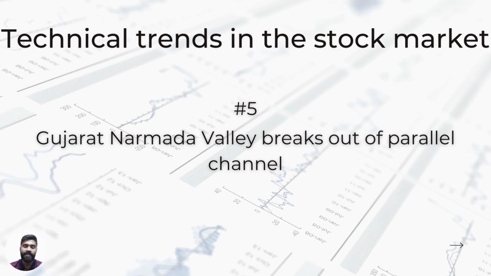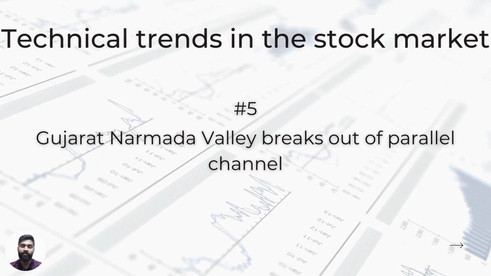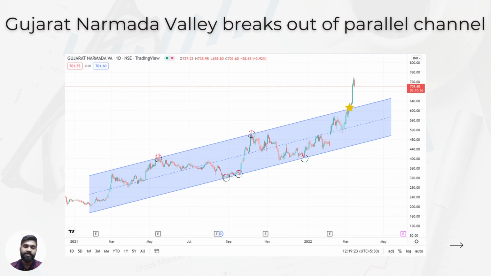And for the final fifth technical trend, we have Gujarat Narmada Valley breaking out of its parallel channel. This stock has been trading in a parallel channel. The bottom line of this parallel channel has been acting as a support for this stock. Recently, a couple of trading days ago, Gujarat Narmada Valley managed to break out of its parallel trading zone to find new price trends, a higher uptrend to be precise. So this top line, which was acting as a resistance in the parallel zone, will now act as support for the stock price's future movements.